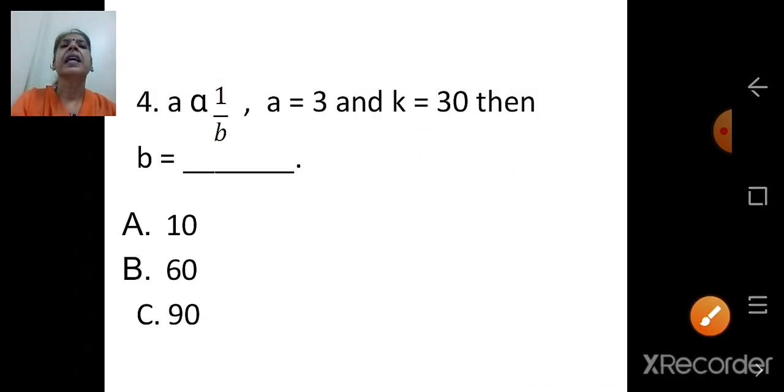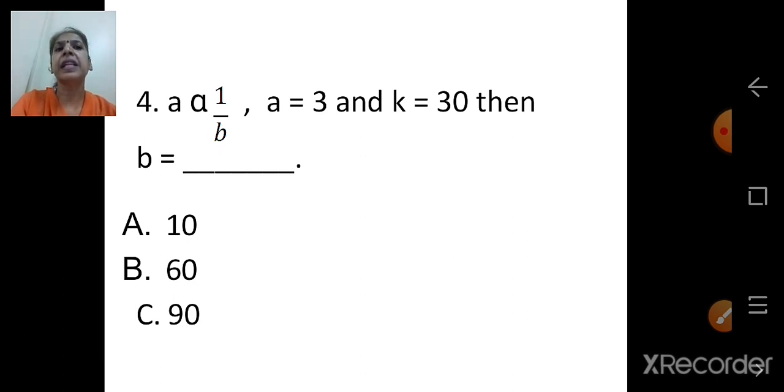Next is: A varies inversely as B. It is given A varies as 1 upon B, so A varies inversely as B. A is equal to 3 and k is equal to 30. Then B is equal to dash. Which variation is it? Inverse variation. What is constant? Product. It means AB is equal to k.